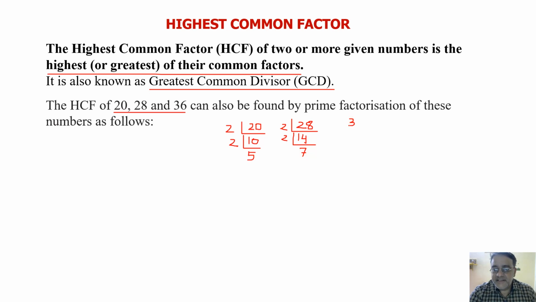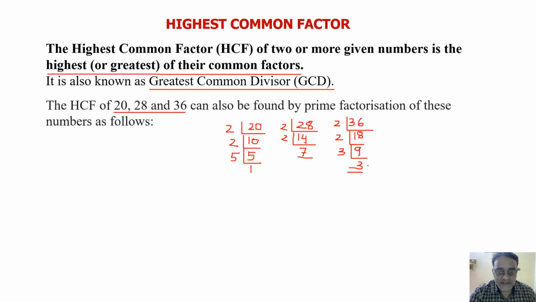Next number is 36. First you divide it by 2. You will get 18. Again divide by 2. You will get 9. 9 is divisible by 3, so divide by 3. I would like to tell you that you can write one more step, but that is not necessary. You don't need to bring it down to 1. If a prime number comes at the end, you can stop there. Right, so is this prime factorization clear to all of you?